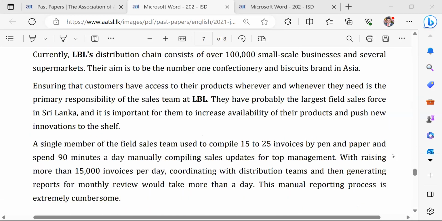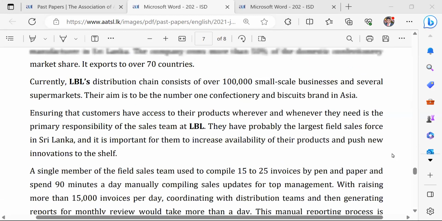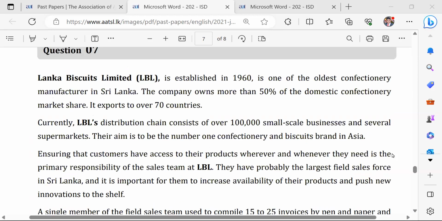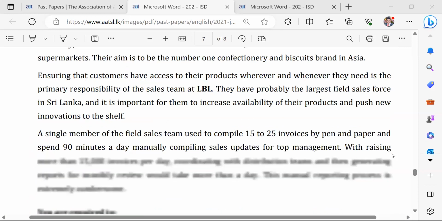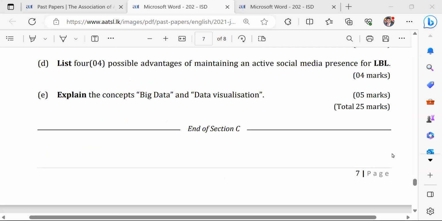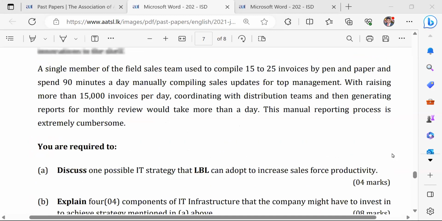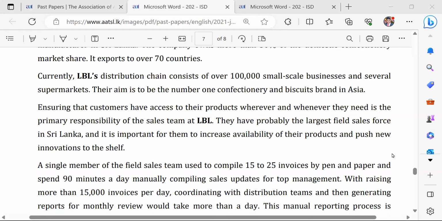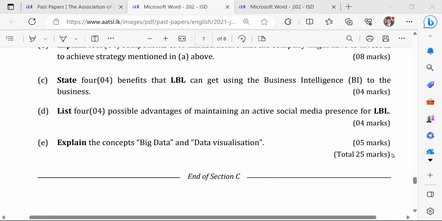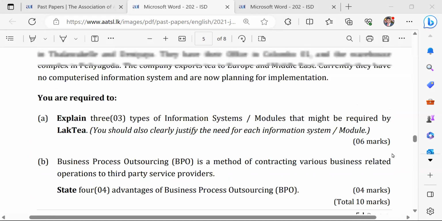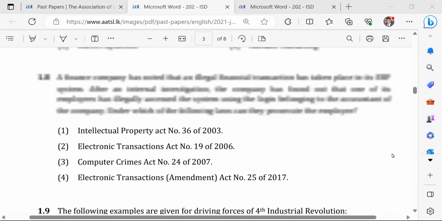Section C is a case study. You have to learn how to read a case study. I have explained that. You have 25 marks for this section. Section C really covers the entire syllabus, right? Okay.